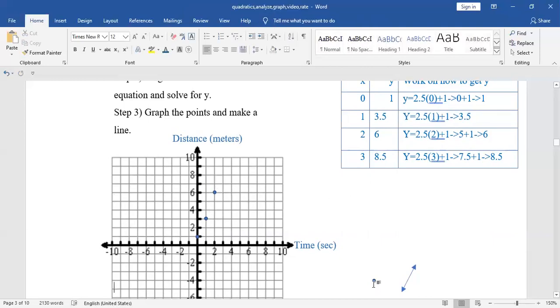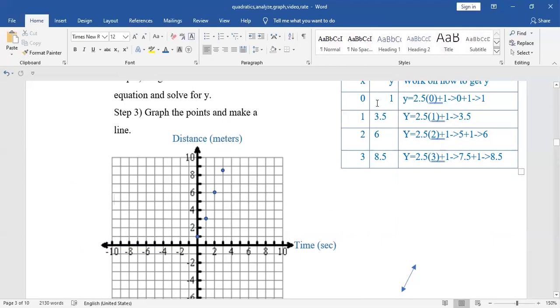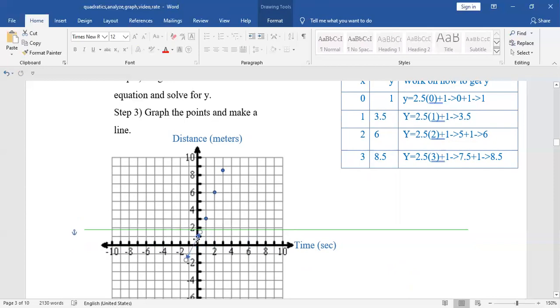All right. And then my last point is 3, 8.5 that I picked on my table. So I'm going to start from the origin, move 3 over on my x-axis, and then go up to 8.5. All right. So if your point does not fit on the graph, you don't have to graph it, okay? So you just graph as many points as can fit on my grid. And all of my points fit, so that was fine. I graphed the points, and now I'm going to connect the dots with a line.